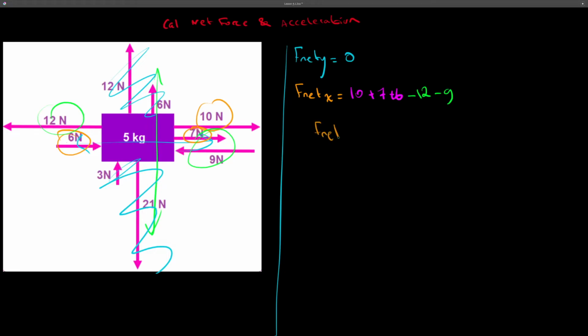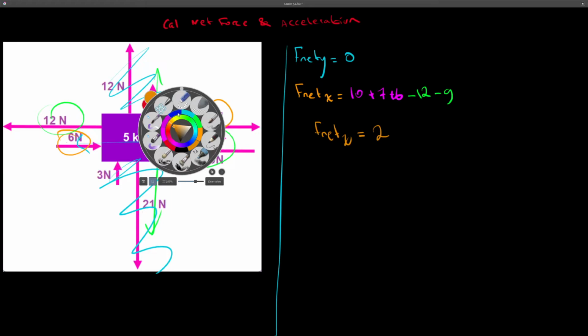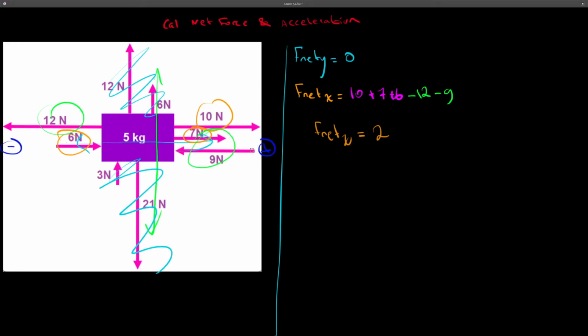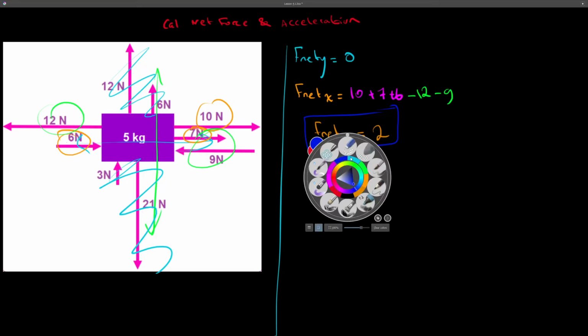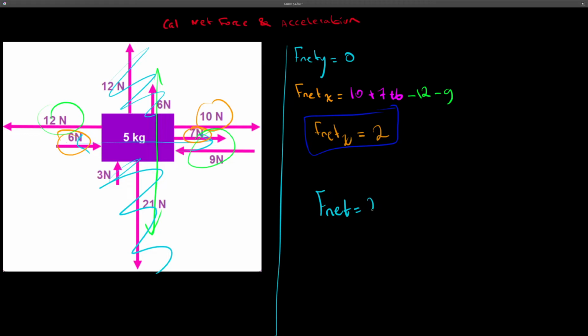And F net of x is going to be equal to 10 plus 7 plus 6, 23, minus 12, 11, minus 9, 2. So it's important to note here that we're considering the left to be negative and the right to be positive, which is why if you go to the left, it's negative, and if you go to the right, it's positive. Same with going up and down. So now that we know the F net of x, we know the total F net, because F net of y is 0, so we don't even need to include it. So the total F net is equal to 2.